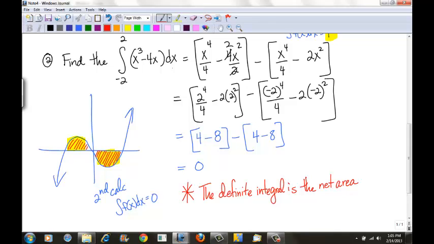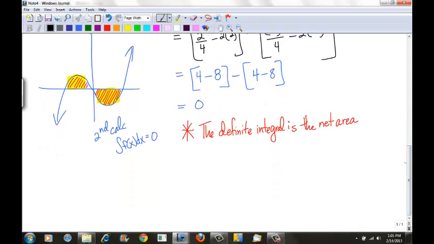Now, here's how the author is going to change that answer. If the author just asked you to figure the definite integral, everything we've done is correct. Okay? Now, change the directions.